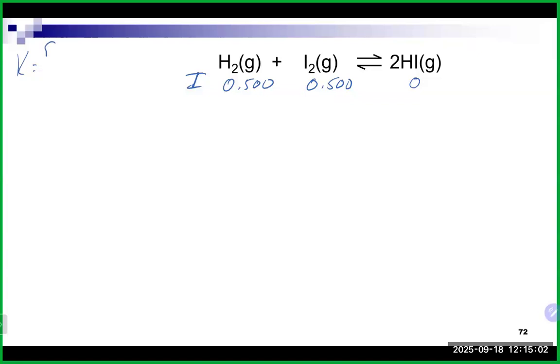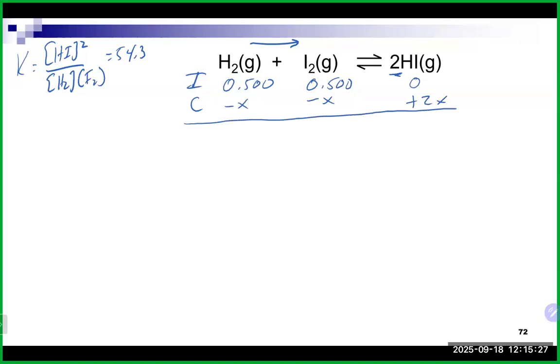And again, our K is this, H2, I2, and 54.3. That means we could again safely assume we are heading in the product direction. That means we will have a minus x here, a minus x here, and a plus 2x because of our coefficient. That is going to get us at equilibrium 0.5 minus x, 0.5 minus x, and 2x.